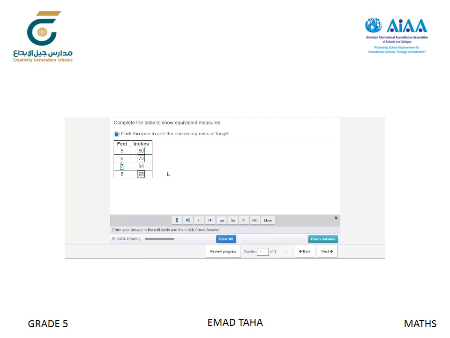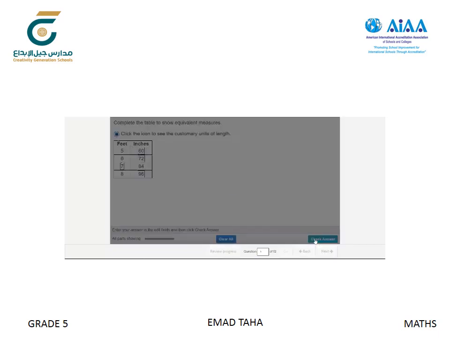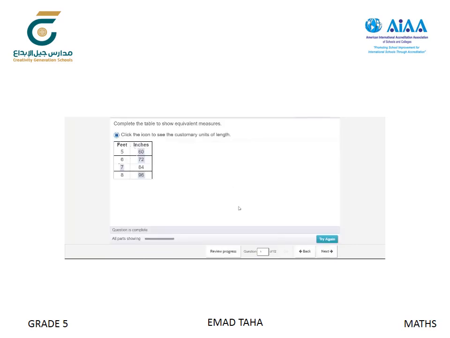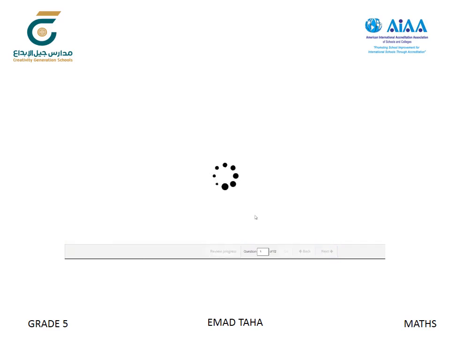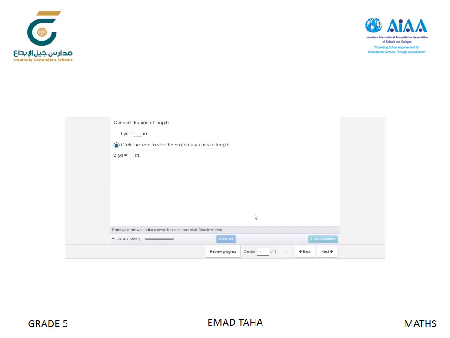After you solve this problem, check your answer. Yes, well done. Now you can move to the next questions. Okay, and we start solving questions and so on, and at last you can evaluate your understanding.